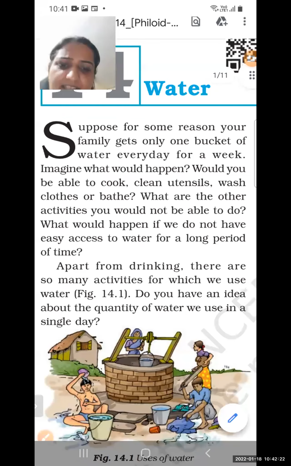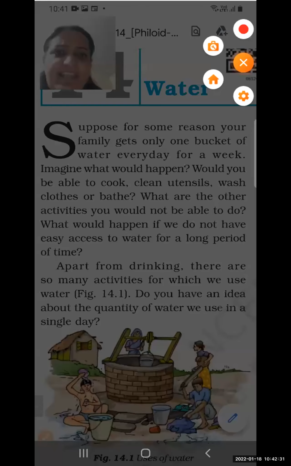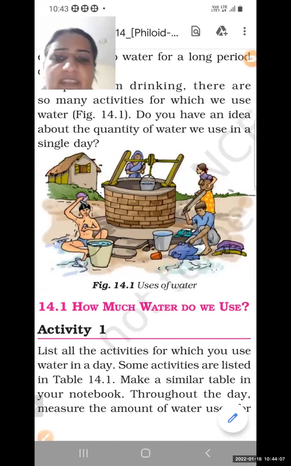First is cooking, second is washing clothes, third is drinking. There are so many uses of water: cooking, washing clothes, bathing. So there are so many uses of water.